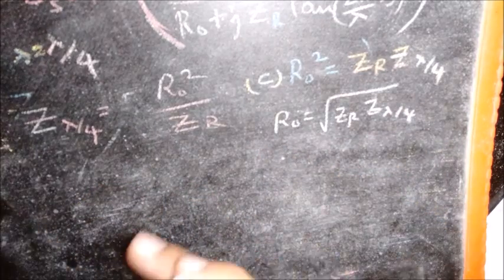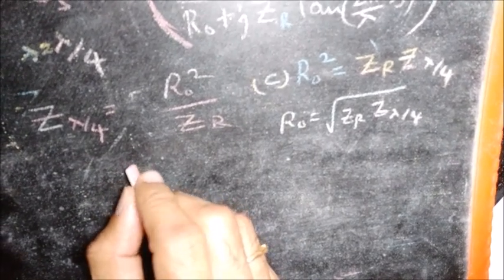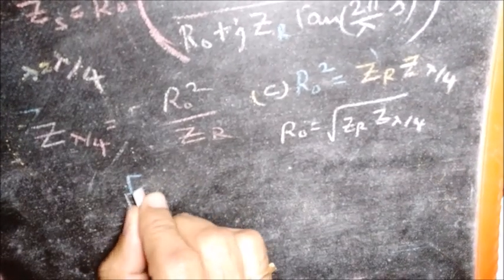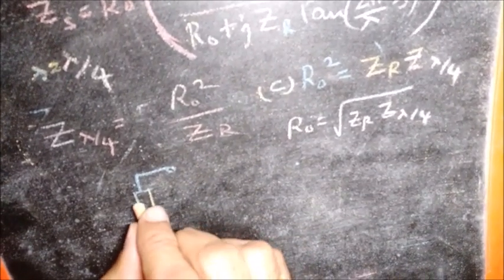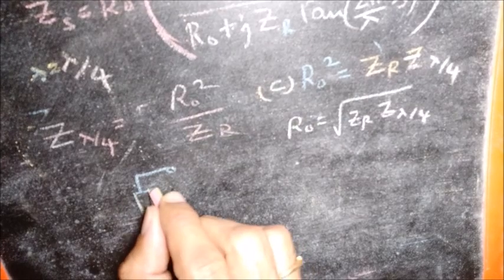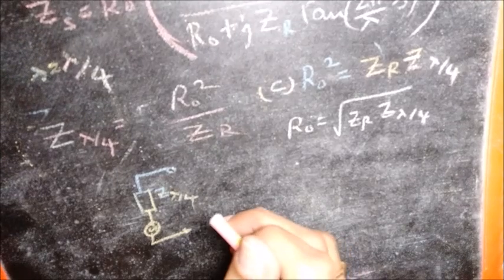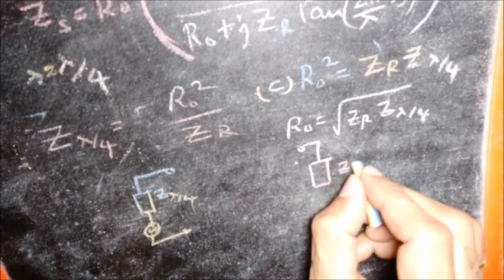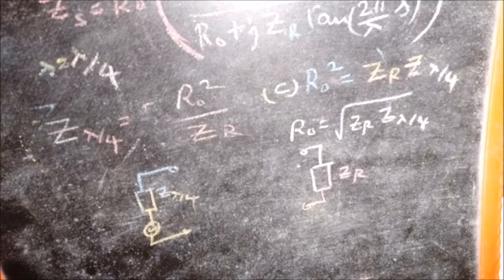If this is indeed the case, suppose we have a case like this. There is a signal source, and the source's internal impedance is, say, Z lambda by 4. We have a source with an internal impedance of Z lambda by 4, and we have a load which is equal to ZR.